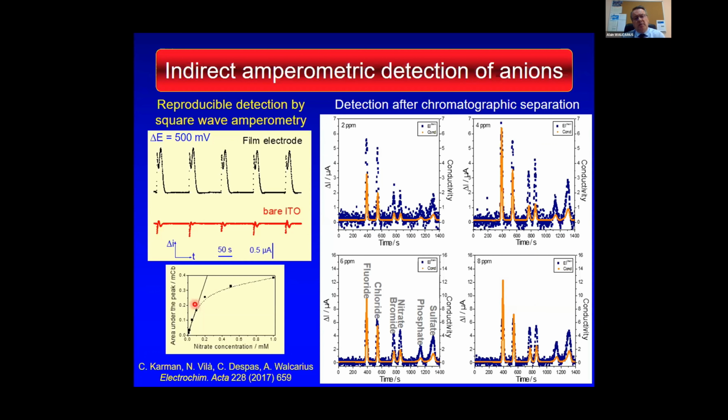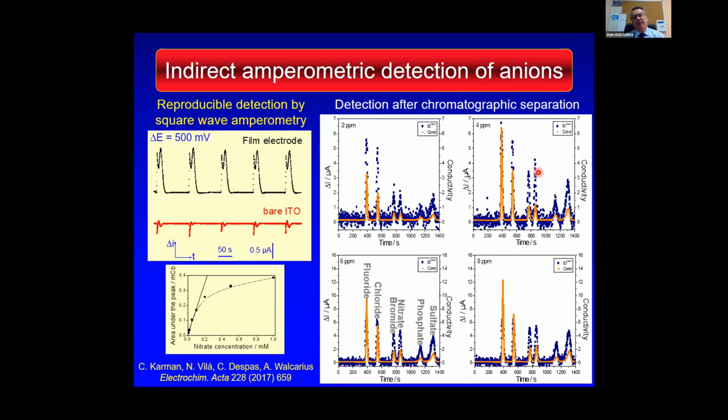I illustrate this for the separation of some anions here, fluoride, chloride, bromate, nitrate, sulfate, and phosphate, and compare the response to the classical conductivity detectors. The electrochemical cell was not optimized, so we have some noise, but as we can see, we can get even larger intensity with the amperometric detector in comparison to the conductivity one.